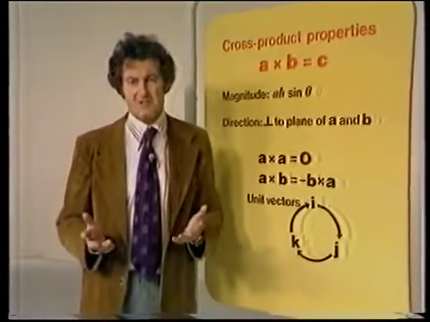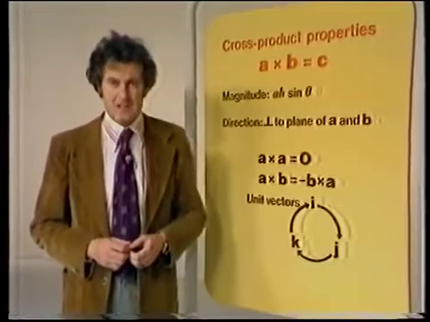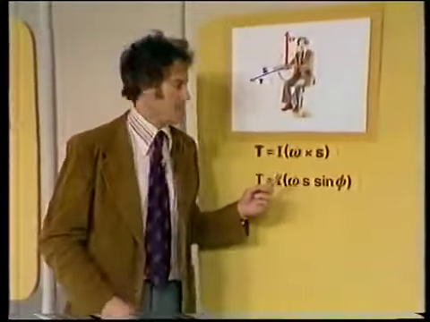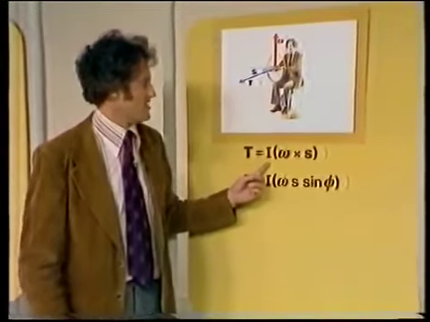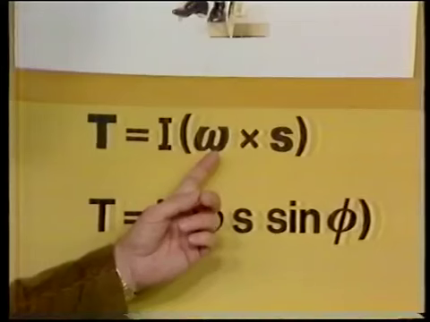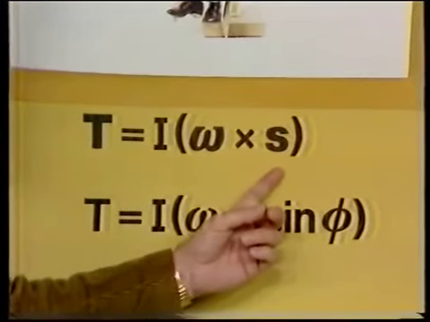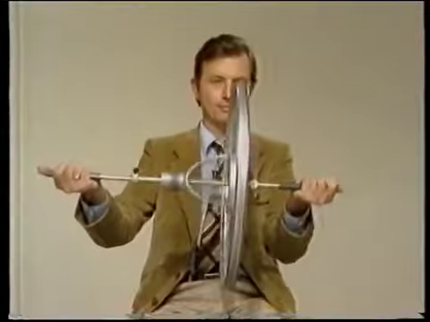We started with several physical situations, and we found a common vector model for them. For example, the bicycle wheel we started with. That can be expressed in this form. T, the torque, is I, well that's just a constant, times a vector omega, the rotation vector, cross the vector S, the spin vector.